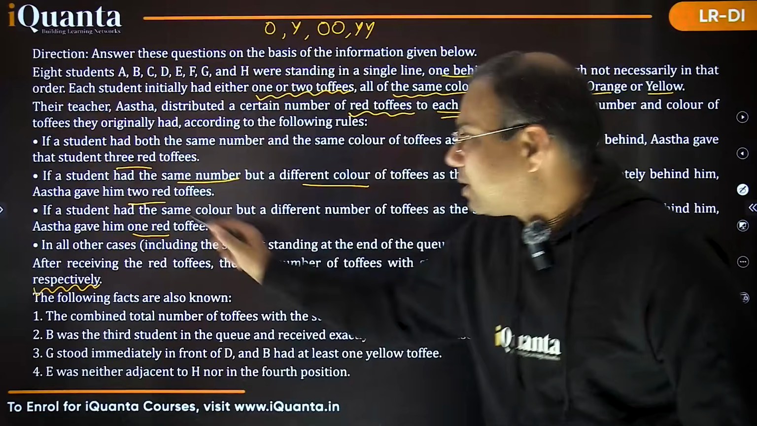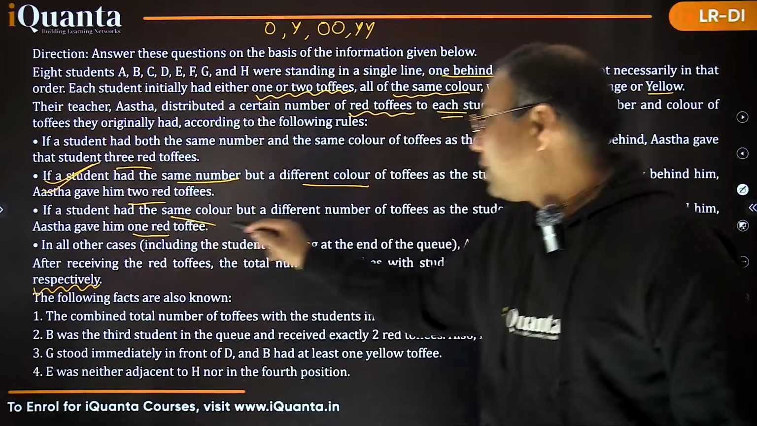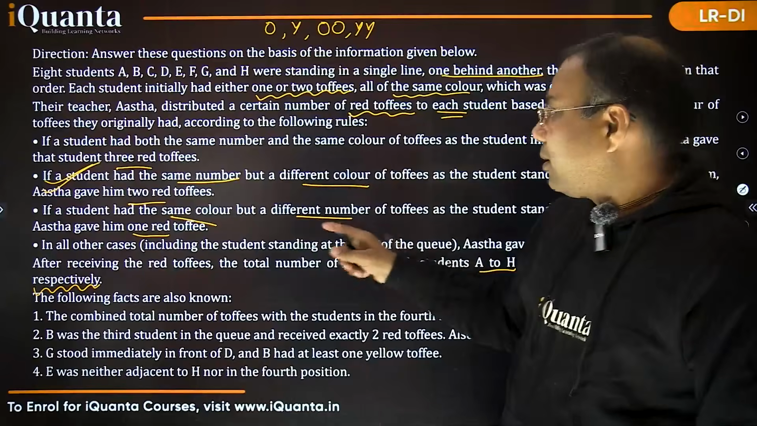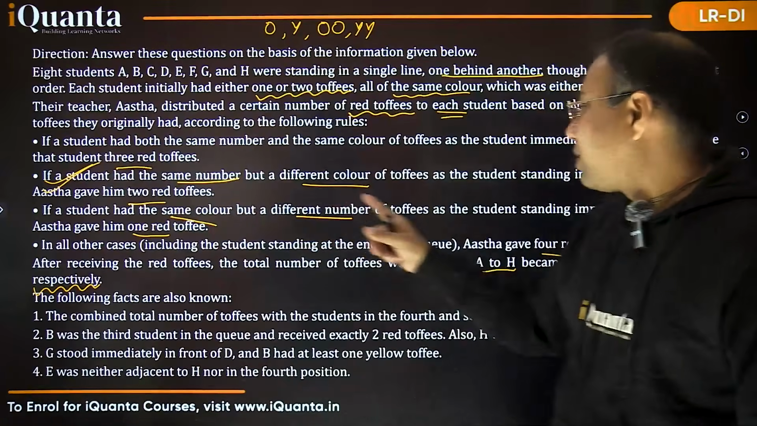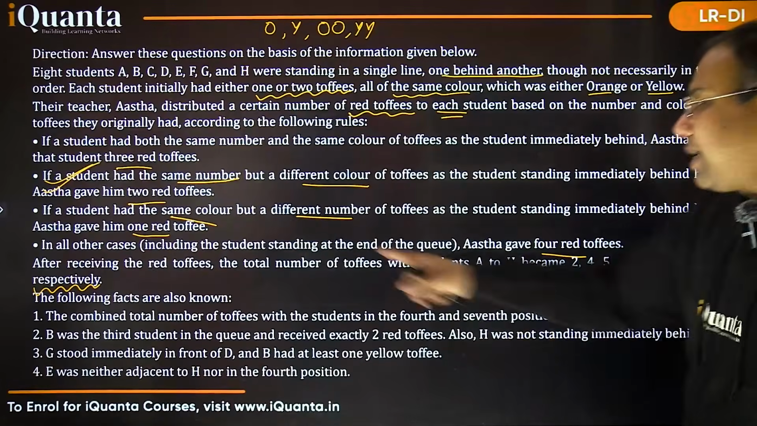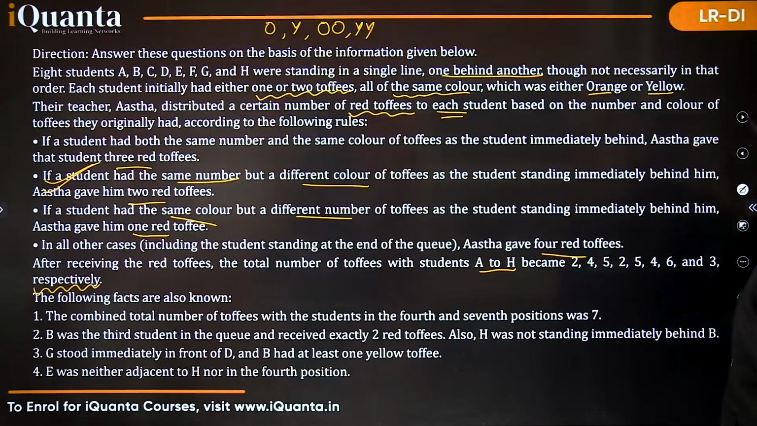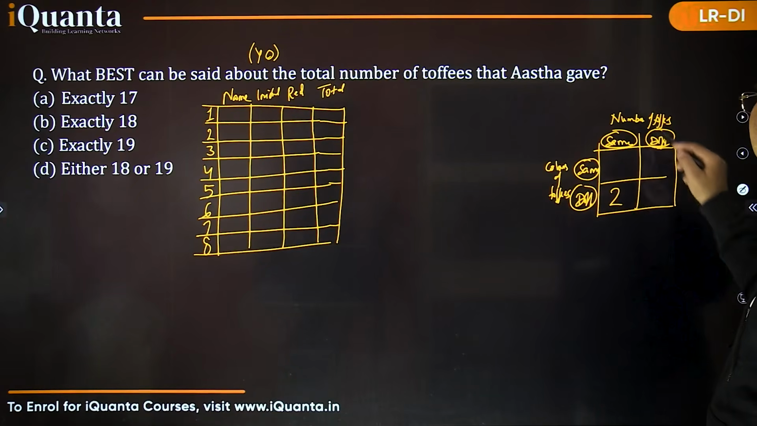Second case, now we have read this. We will not see it again. If a student had the same color but different number, so the opposite of the previous case, right? Same color, different number. In that case, 1 red trophy. So same color, different number. So here it is 1. So this is diagonally opposite.